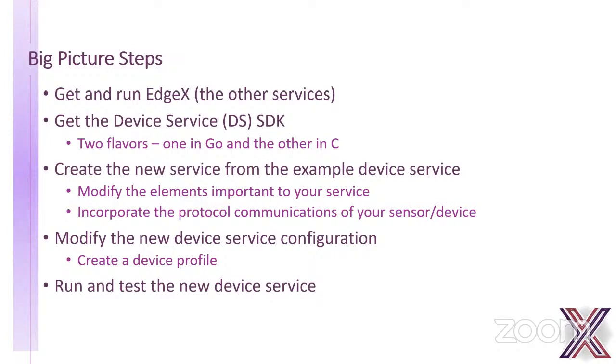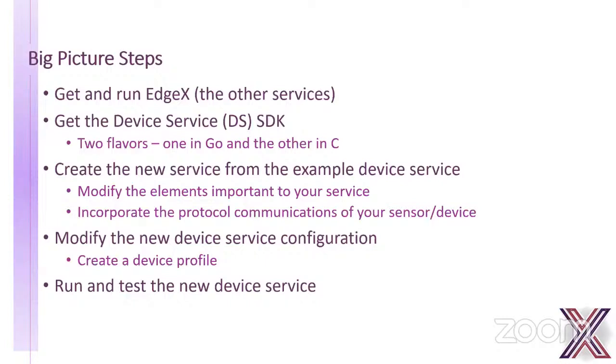Next step is you need to get the device service SDK. We have, again, two flavors, Go and C. Pick your favorite there. We're going to show you how to do it with Go today. Again, you don't have to use the SDK, but then it's a lot more work on your part to put all the ingredients together to fulfill the interfaces, where the SDK essentially provides that scaffolding. And as you'll see, coding then becomes very minimal.